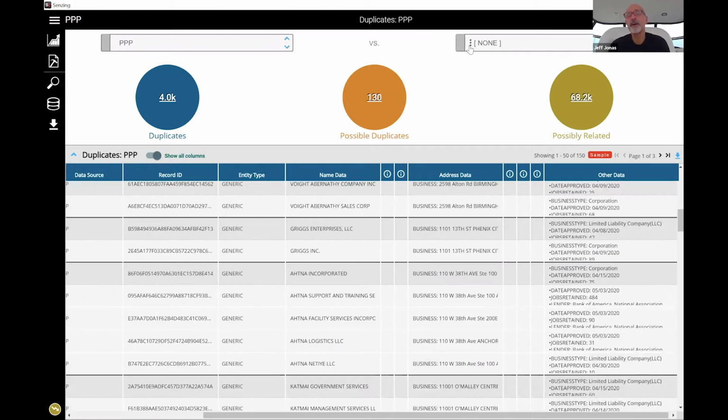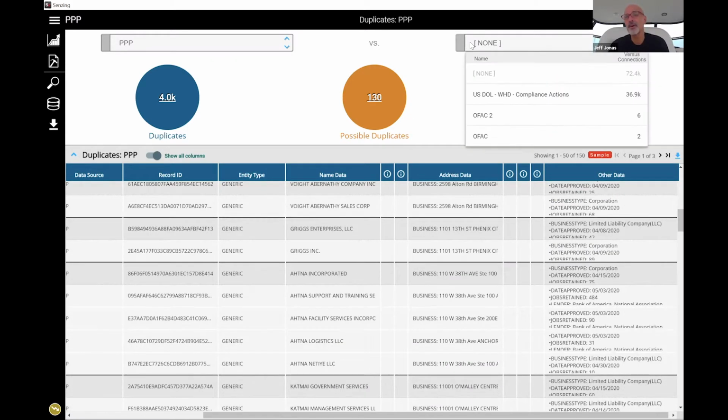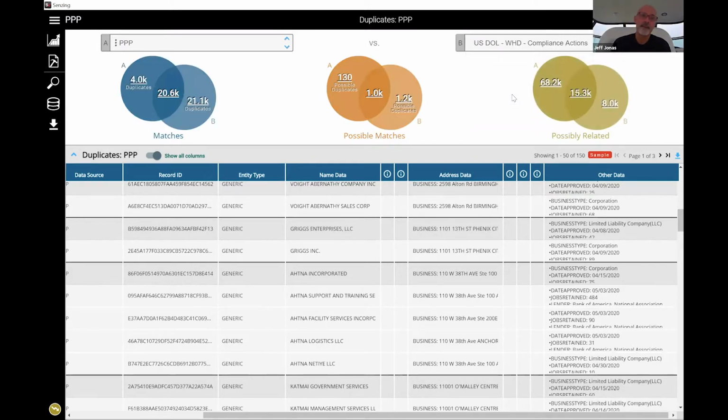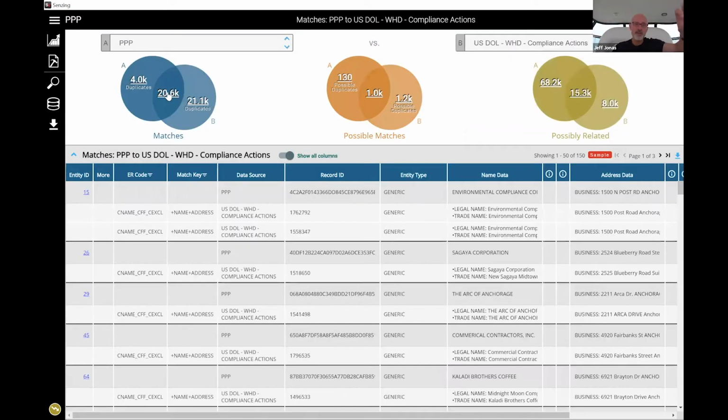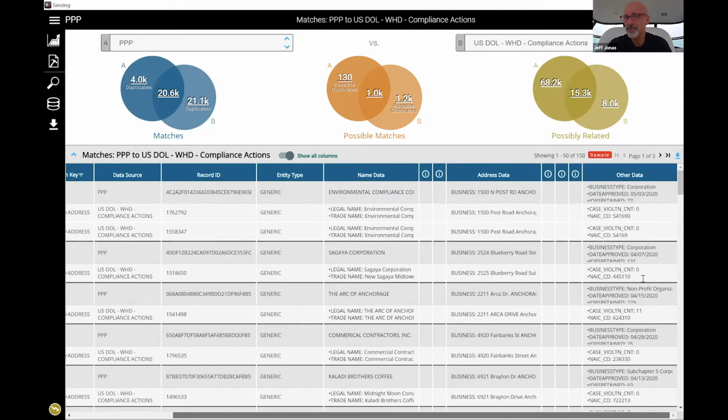And then you can combine it with other data. So here I'll click that, and I've combined it with Department of Labor compliance actions. And here it says there's 20,000 connections between loans and compliance actions. Nothing's illegal about PPP loans to people that have had labor compliance actions. But this entity here has, according to that freely downloadable file from the Department of Labor, 11 compliance violations.